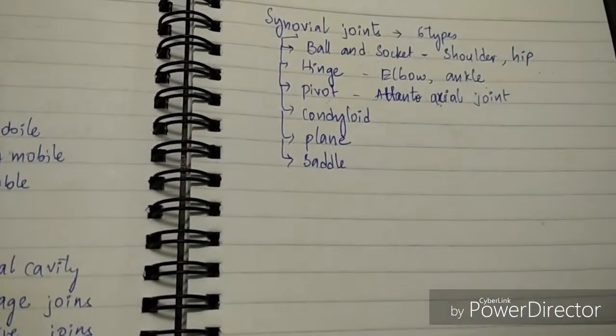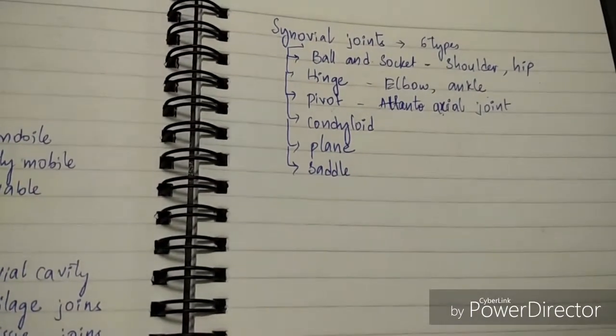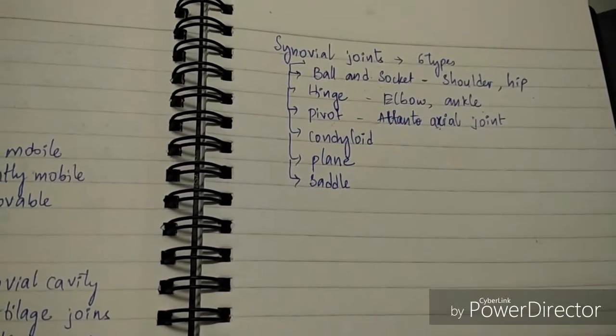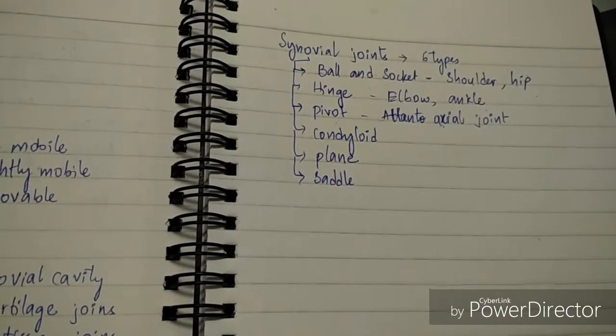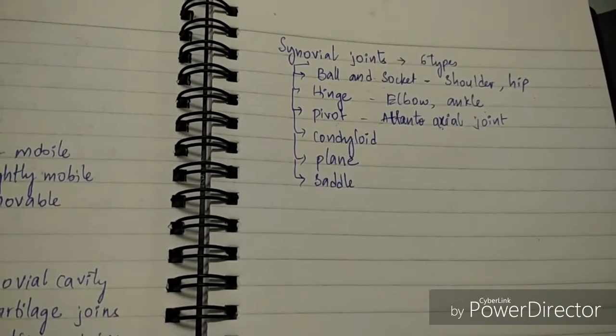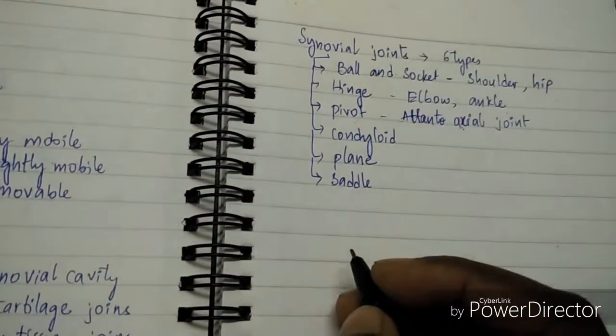So the atlantoaxial joint is for the no movement, which is the side to side movement of the head. And the atlanto-occipital joint is for the yes movement, so it's for forward bending of the head. Don't get confused now.